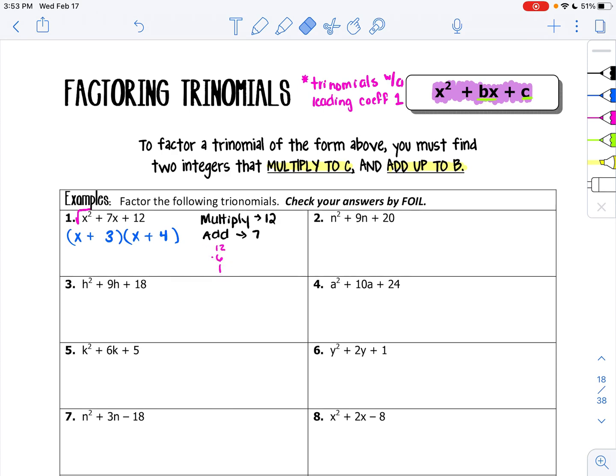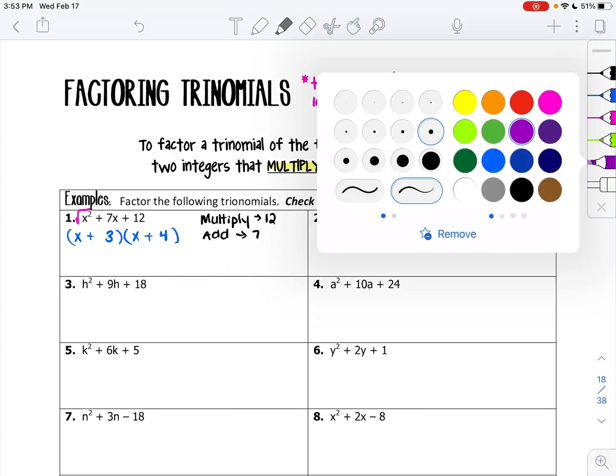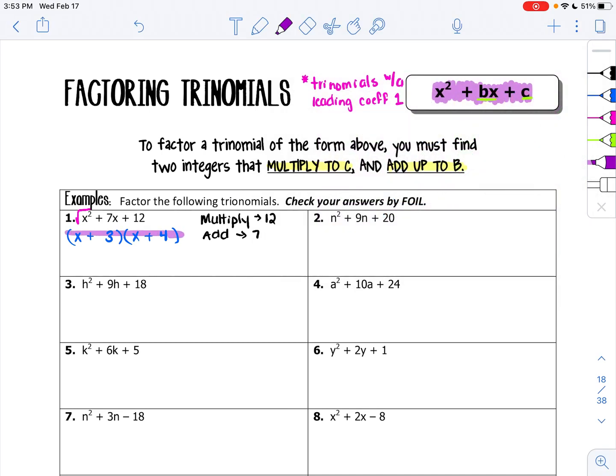Now, just like with our other problems, we can take this solution of x plus 3 times x plus 4, and we can FOIL it to check it. So first, outside, inside, last. Combining the two in the middle, and I get x squared plus 7x plus 12, which is the original problem I started with. So even though we're learning a new way to factor it, we can still work backwards with multiplication to check our answer.